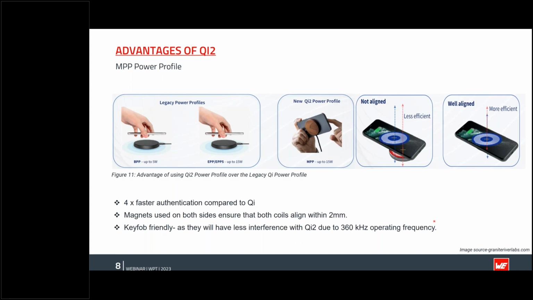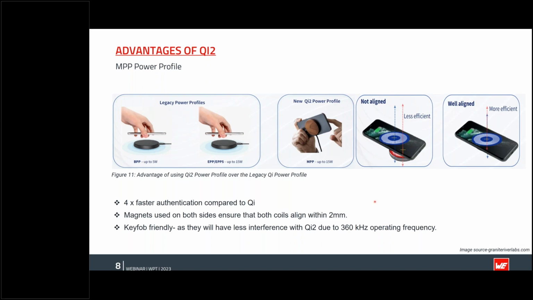And the magnetic power profile is of course adapted from the MagSafe power profile from Apple, but it is not exactly the same as the Apple MagSafe profile. And the MPP is an open standard which everybody can use or adapt in their transmitter designs. Some of the advantages are 4 times faster authentication compared to the Qi proprietary standard, and the magnets used to align on both the transmitter and receiver sides can align within 2 millimeters. And it is key fob friendly.